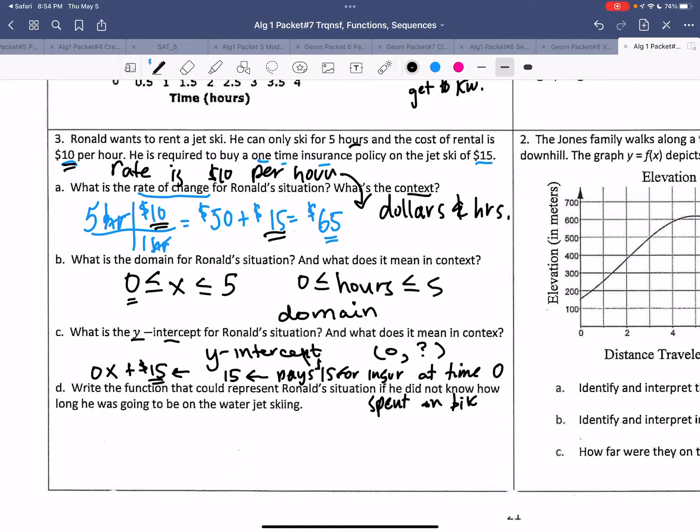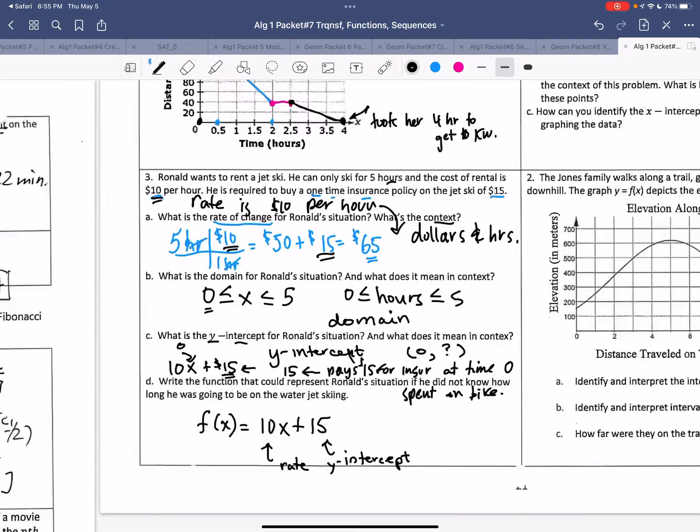Last part of the question: write a function. I think we already did that, right? It's $10 per hour plus the extra 15. We call this f of x. That is our function. This is our rate, and this is our y-intercept. That is our fixed cost we pay even if we don't get on the jet ski.